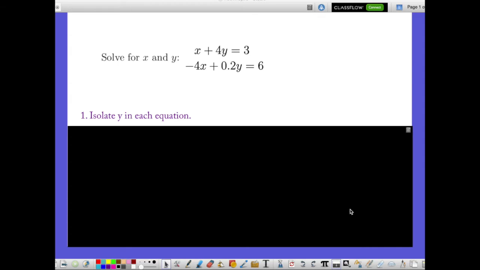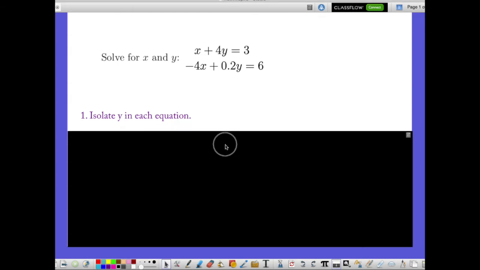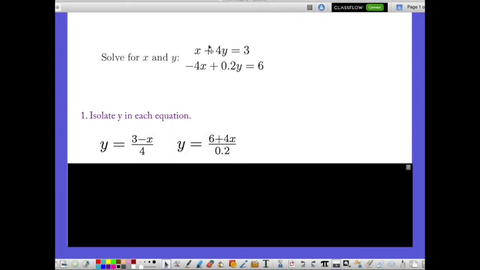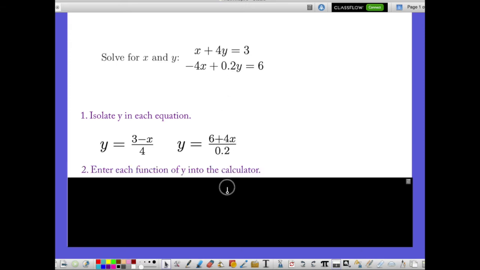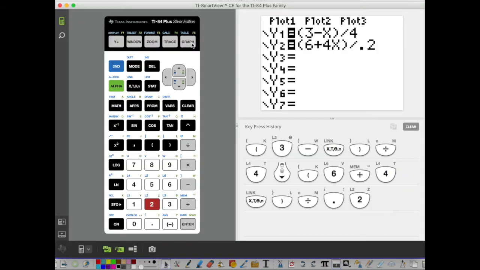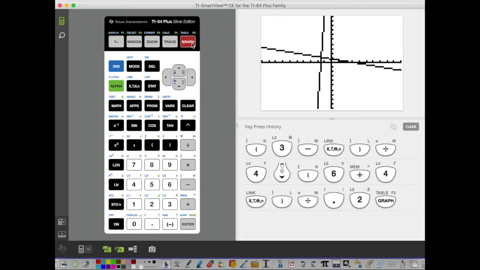Okay, press pause while you work on that. Okay, if you isolate y in each equation, you're going to get that from this. You subtract the x, so you get 3 minus x divided by 4. And for the next one, you add the 4x, so 6 plus 4x divided by 0.2. And then you enter each function of y into the calculator. Then hit graph. All right, so we see that we have the intersection here in our window, so we don't need to change our window.